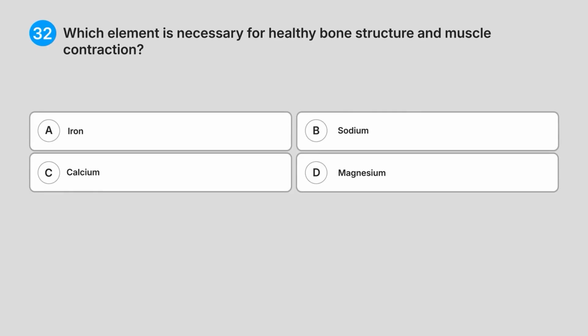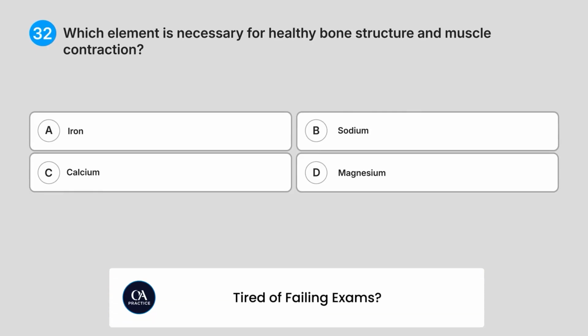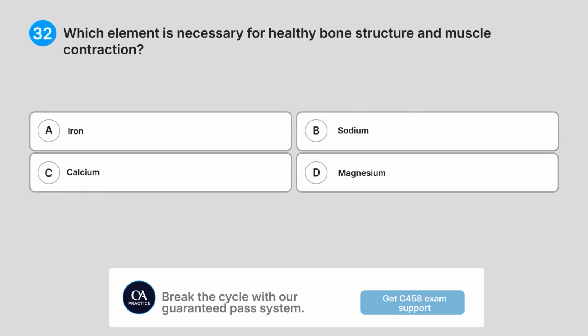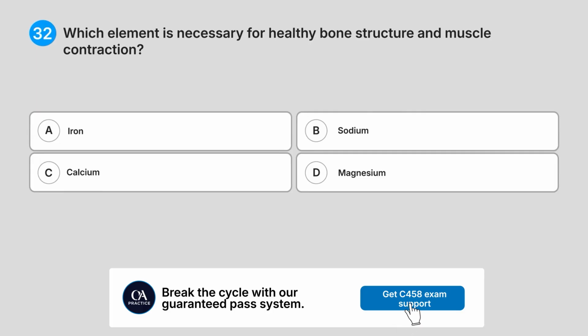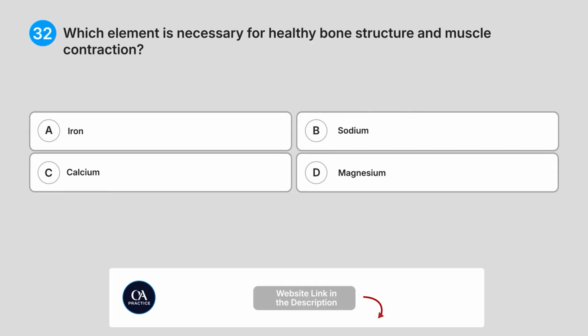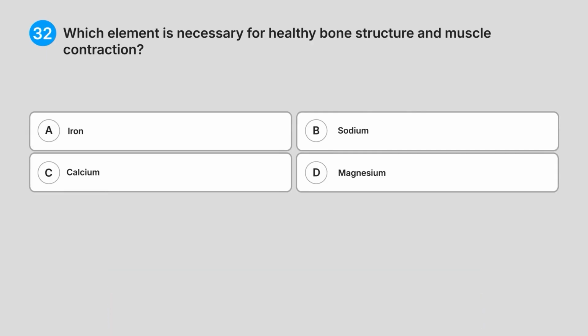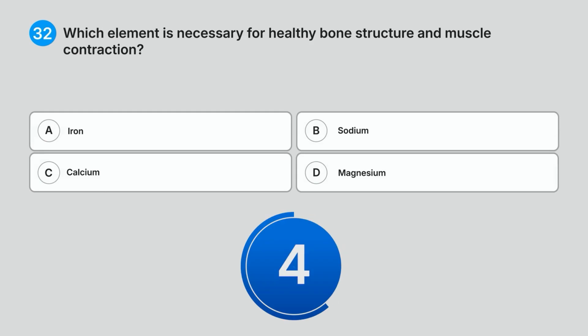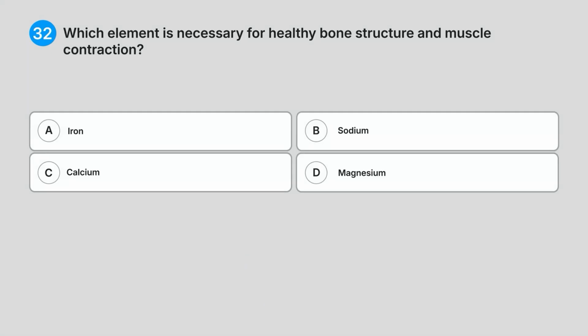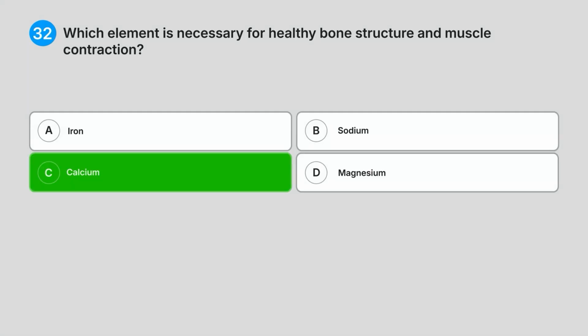32. Which element is necessary for healthy bone structure and muscle contraction? A. Iron. B. Sodium. C. Calcium. D. Magnesium. What do you think is the answer? Correct answer: C, calcium.